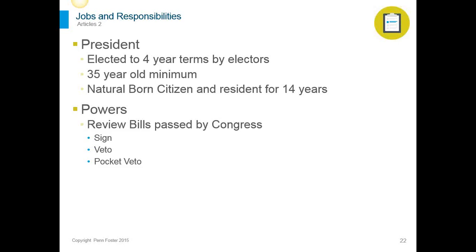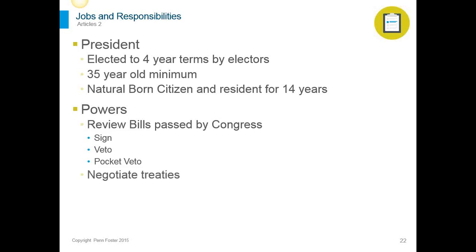A pocket veto is typically used by a president who doesn't necessarily agree with the bill, but doesn't want it to go back to Congress. So the president will pocket veto, in which they will basically ignore the bill, and after 10 days, 10 business days, so outside of weekends, if the president leaves it alone, it becomes law. If the president doesn't sign or veto it after 10 days, it becomes law.